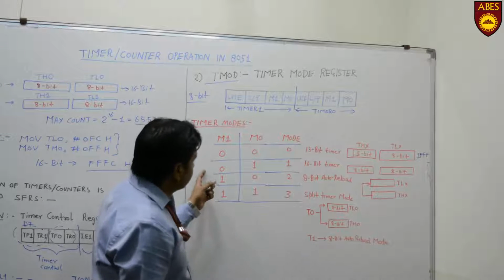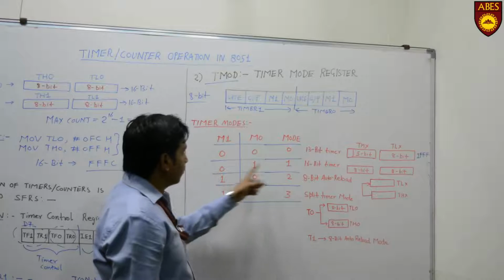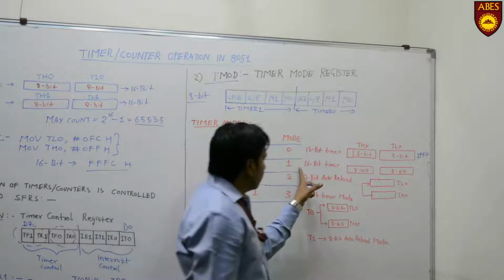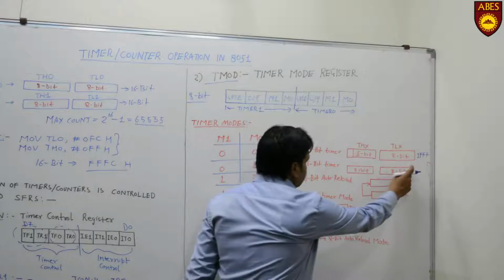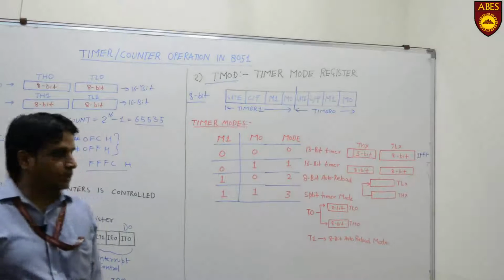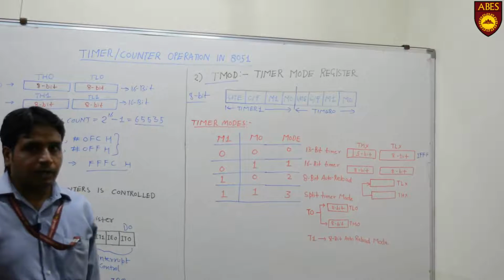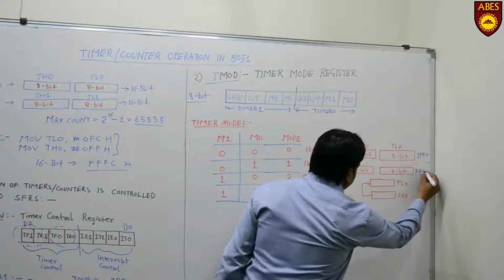Again, for the next case, if the value of M0 is 1 and the value of M1 is 0, then mode 1 is selected, and this is called the 16-bit timer mode. In this case, 8 bits of the lower order register and 8 bits of the higher order register are used, so it is a 16-bit timer mode, and we can load a maximum value of FFFF in hexadecimal.